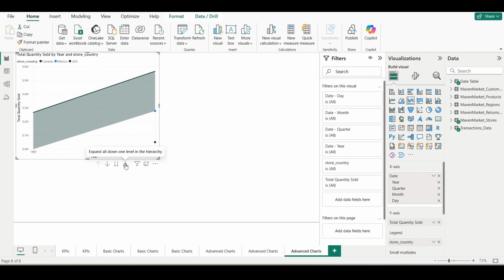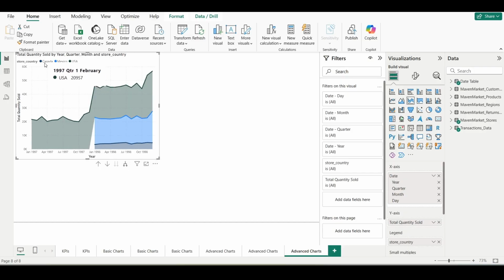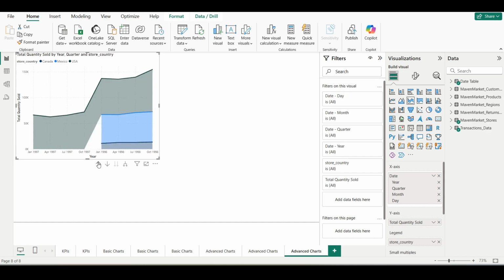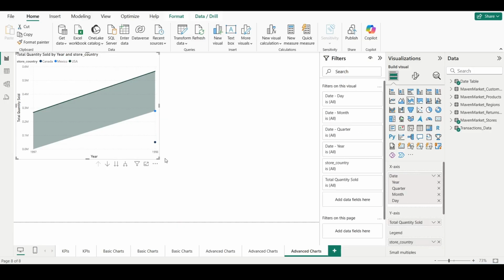As we already discussed about drill up and drill down options, we can use them here. Let's click on drill down. Now we can see the total quantity sold by year and quarter. If I again click on drill down, we can see total quantity sold by year, quarter and month. Now we can see total quantity sold by year, quarter, month and day. We can also drill up. So this chart represents the total quantity sold over time with different countries stacked together. Over here, let's reduce the size of this chart.